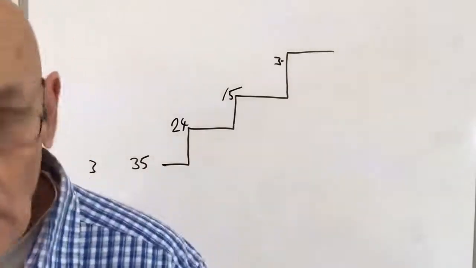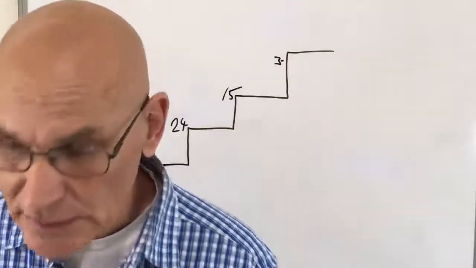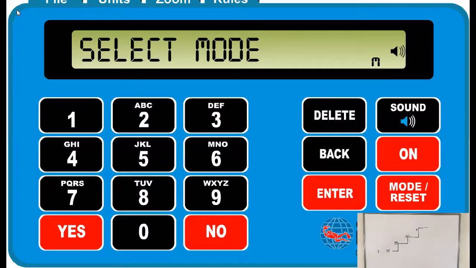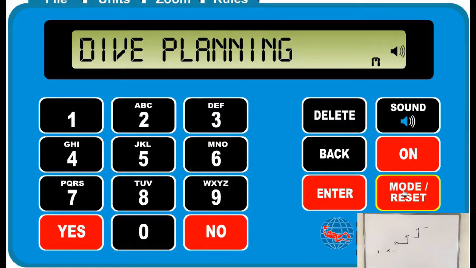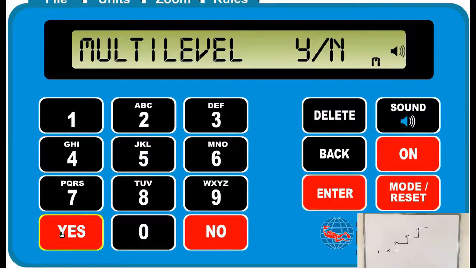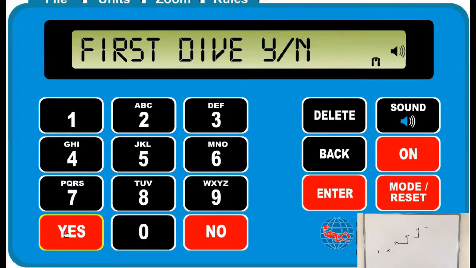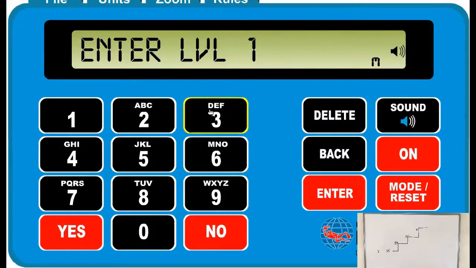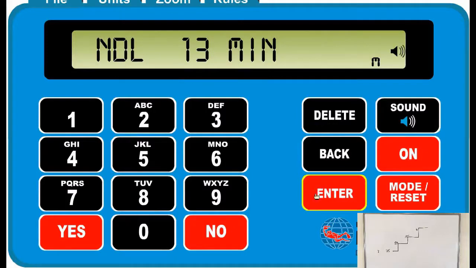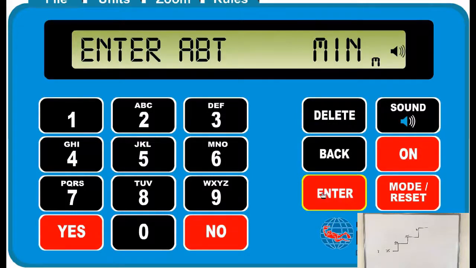So let's see how this goes. It's quite straightforward, the multi-level one, to be honest. It's nice and easy. So starting back with resetting this. Oh yes, choose dive planning. Multi-level, yes. First dive, yes. And this is nice and easy then. What's the first level? 35. So we put 35 metres. Click enter. And the NDL was 13 minutes. So we can spend 13 minutes at that depth.